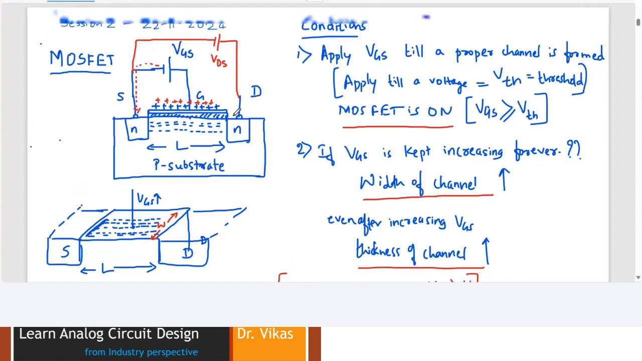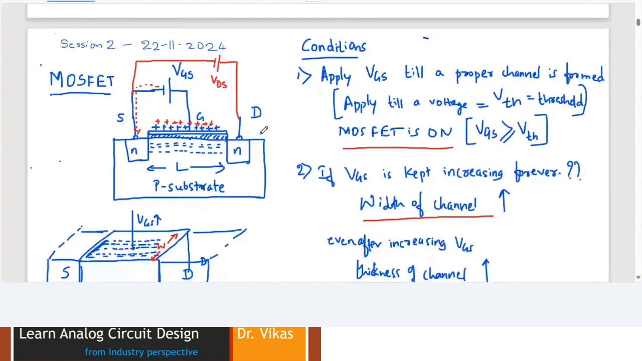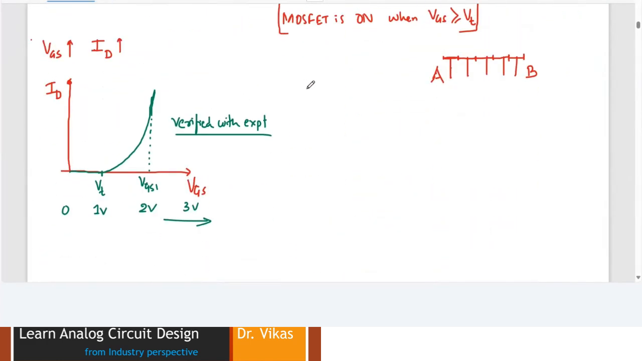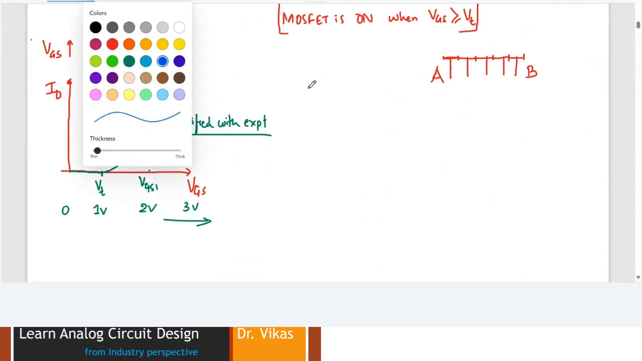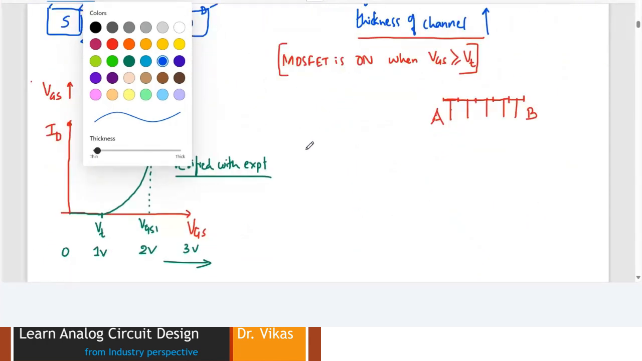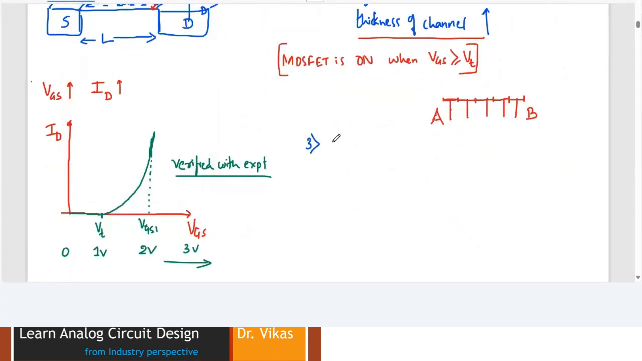So this is all about how your first set of conditions works with respect to VGS. Now let us try to understand what is going to happen with respect to VDS. Let's say my two conditions are done. Now let's say we have the third condition: if VDS is applied after VGS is greater than VT.